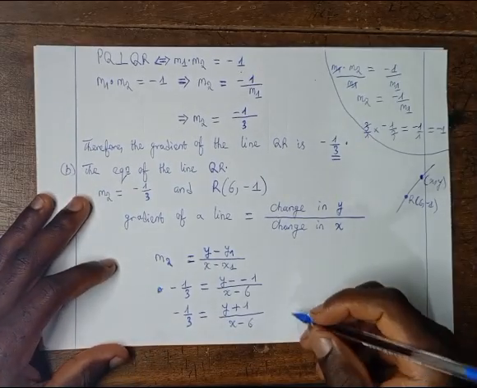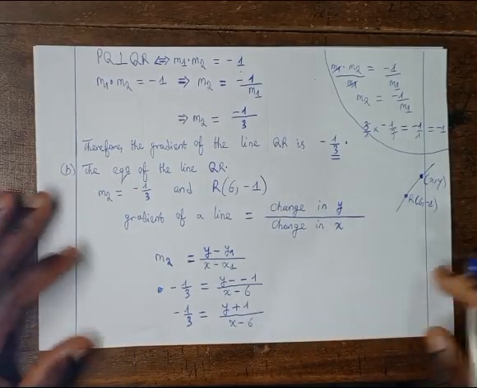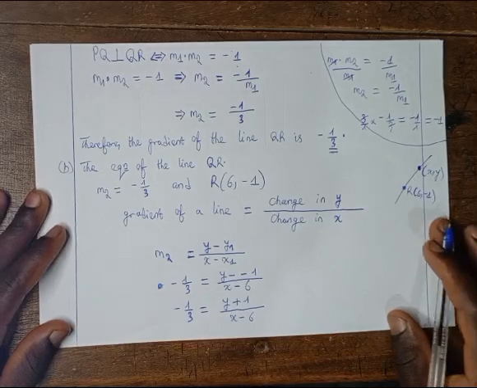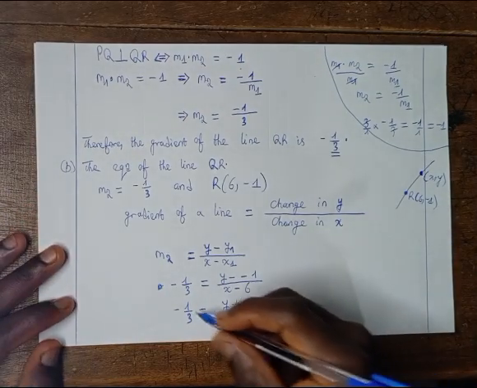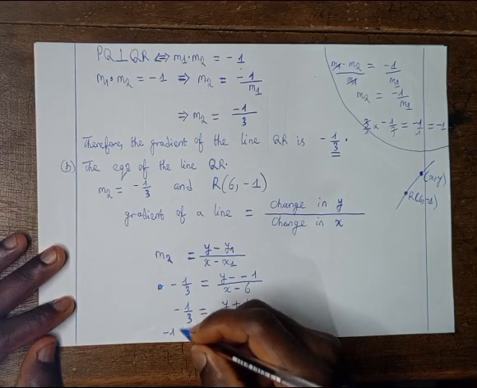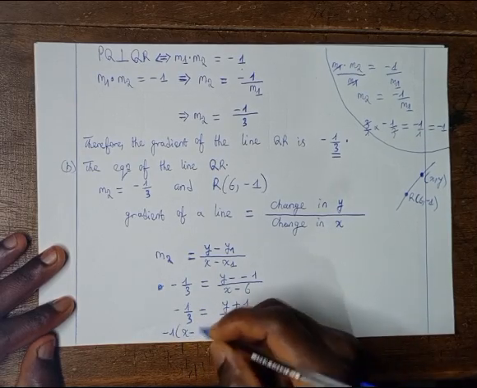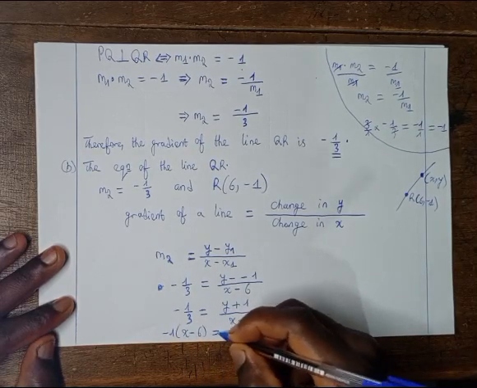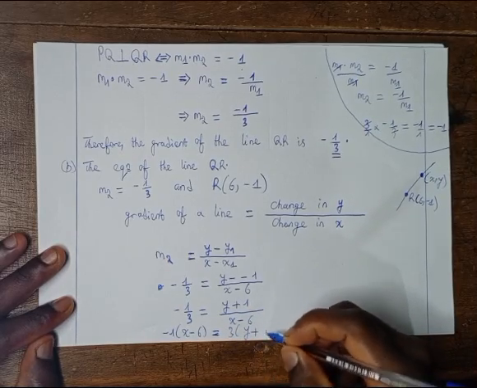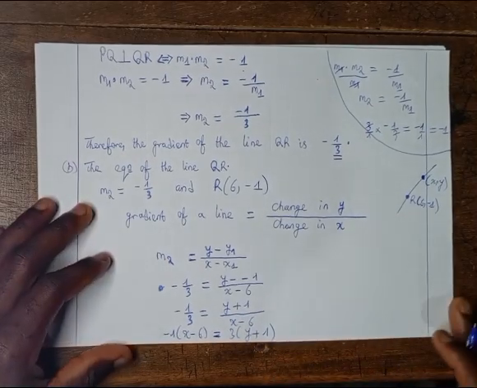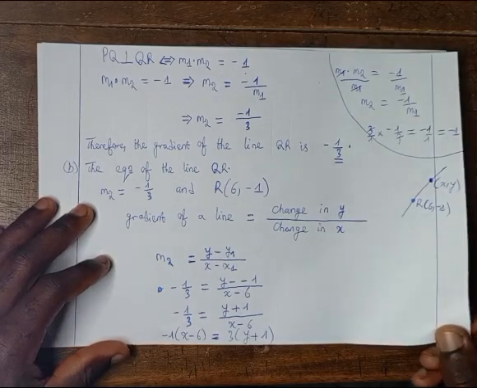Next, we can decide to cross multiply, or we multiply all through by the LCM. We cross multiply. This will give us negative 1 times x minus 6 to be equal to 3 times y plus 1.